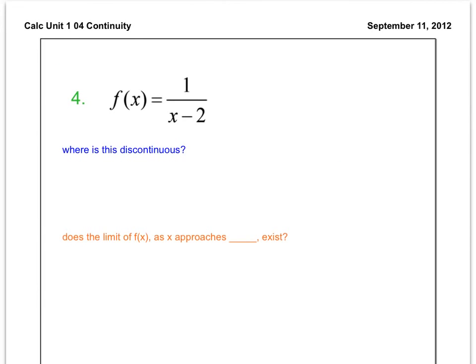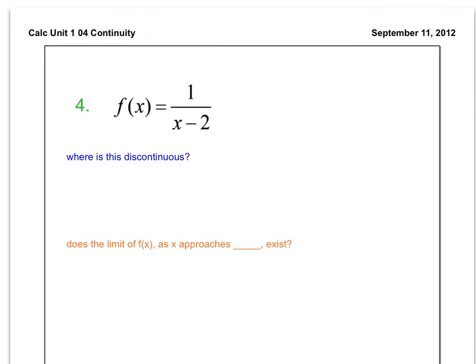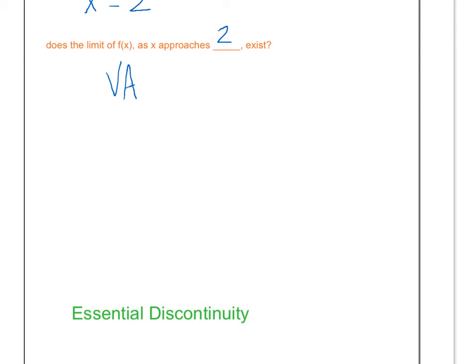Example 4 is a question of a vertical asymptote. So we are expecting a discontinuity at x equals 2. And the question we want to ask ourselves is, does the limit of f of x as x approaches 2 exist? And we know that the answer, because we know that at x equals 2 we have a vertical asymptote, the answer is no, because this is an essential discontinuity.